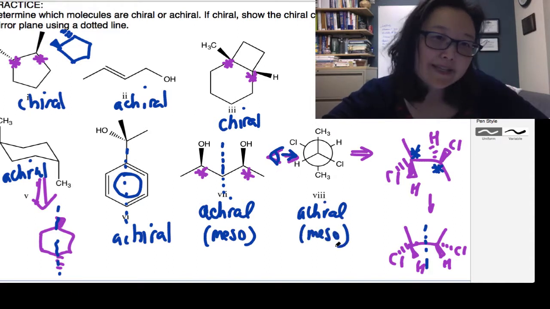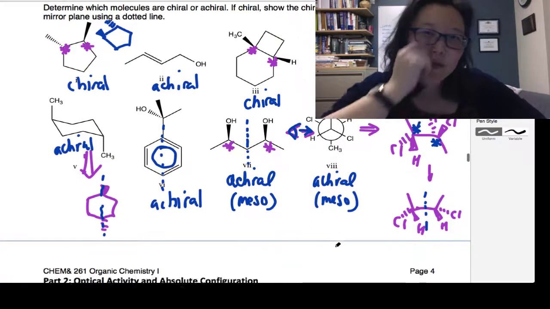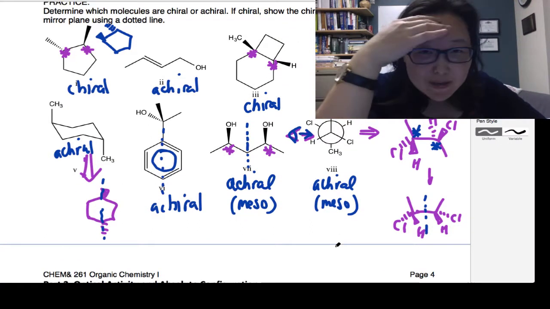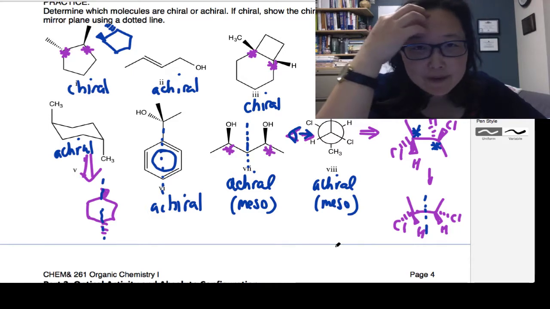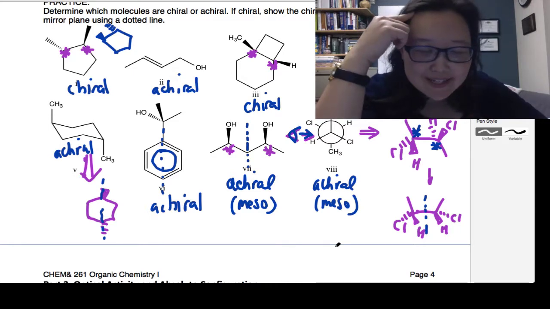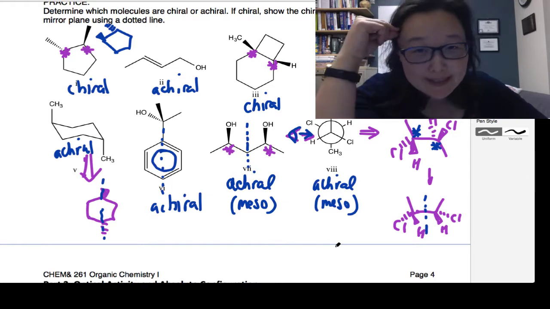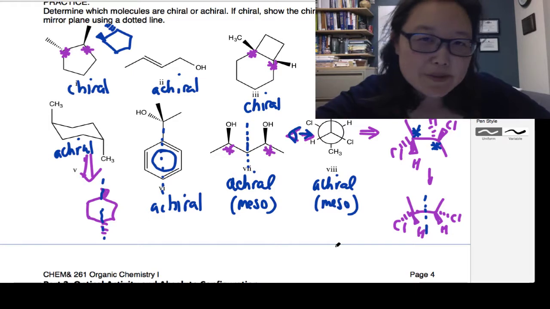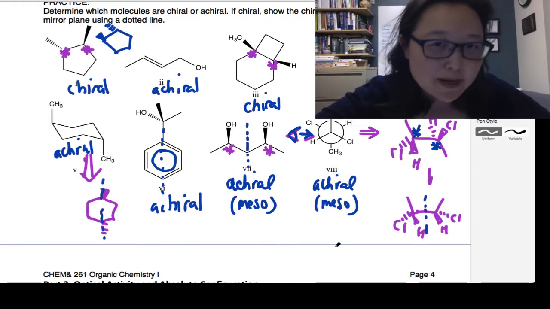All right, so clearly you're seeing the value of knowing what's chiral and achiral, meso, how that all fits together. What is an internal plane of symmetry? How can you identify that? So practice with that, especially if you're having a hard time seeing it. Try to use a model kit if you can. It's super helpful.